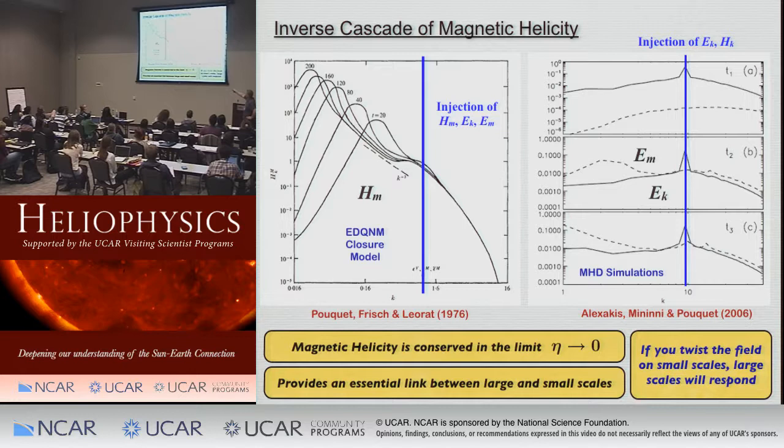So this is a closure model, a turbulence model, but you actually see this in MHD simulations too. If you inject helicity on some small scale, and this is a helicity spectrum versus time, time one, time two, time three, you see it cascading up. As time goes on, if you twist it in a homogeneous, isotropic but non-reflectionally symmetric, so quasi-isotropic, setting, you see the magnetic helicity building up.